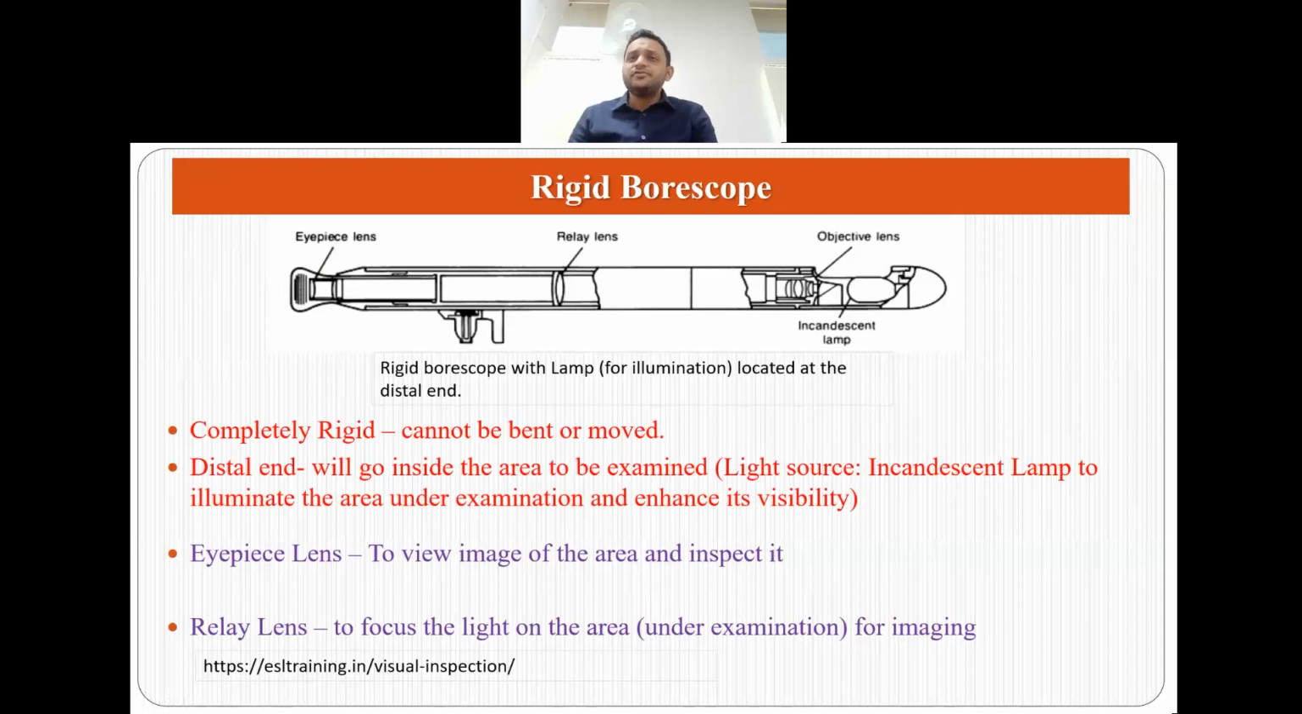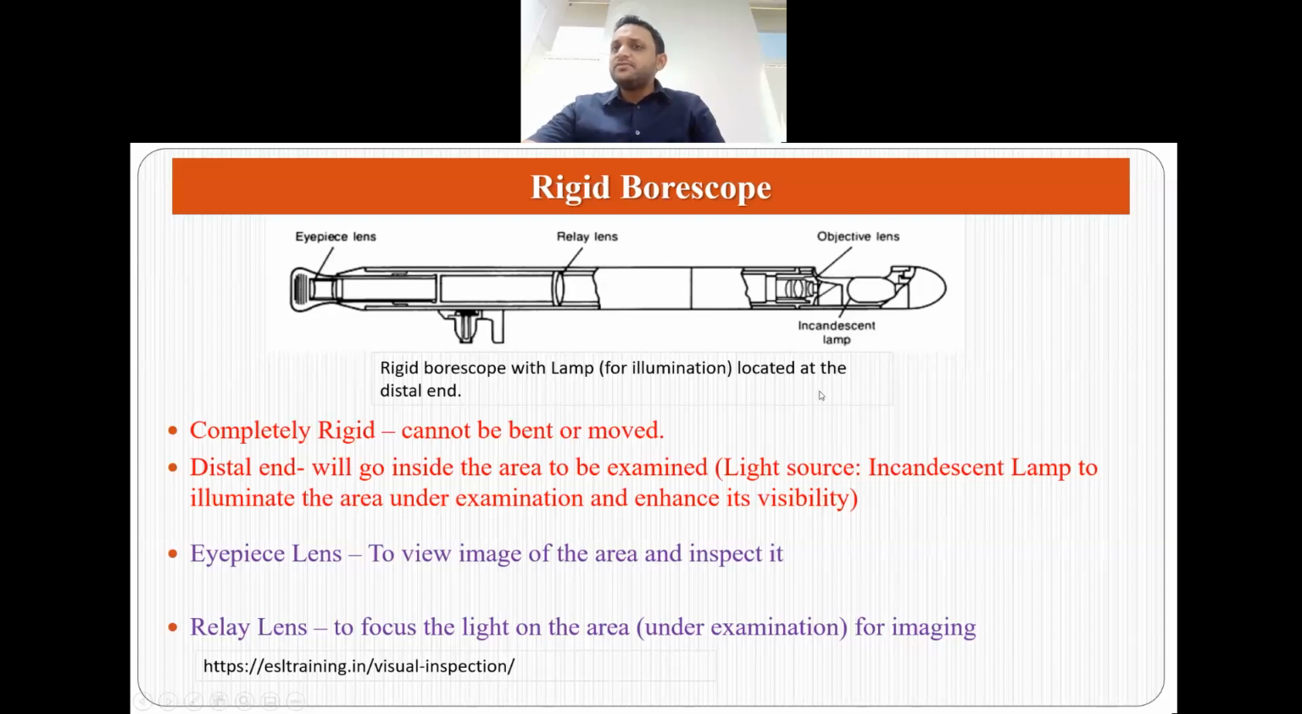So a rigid borescope actually looks something like this, where you have a rigid borescope with a lamp for illumination. The basic idea is that we want this instrument to go inside the component which we cannot access, and when it goes inside it should have a light source so that we can have visibility. This end is called the distal end, and this is the end where the eyepiece is present.